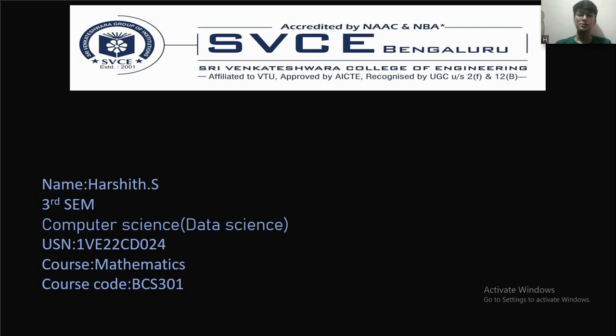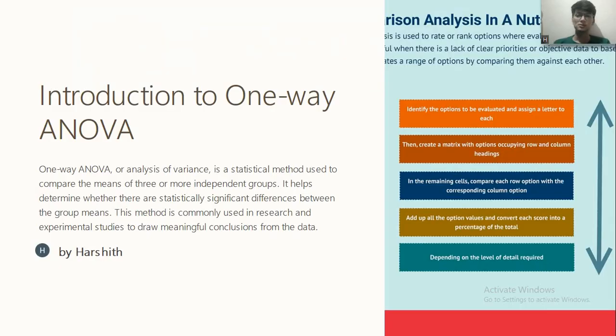Today I am here to present the topic One-Way ANOVA. First, let me go through the introduction to One-Way ANOVA. One-Way ANOVA, or analysis of variance, is a statistical method used to compare the means of three or more independent groups. It helps determine whether there are statistically significant differences between the groups. This method is commonly used in research and experimental studies to draw meaningful conclusions from the data.